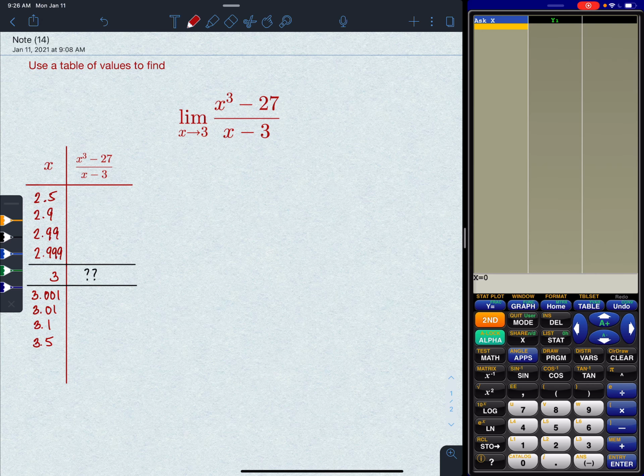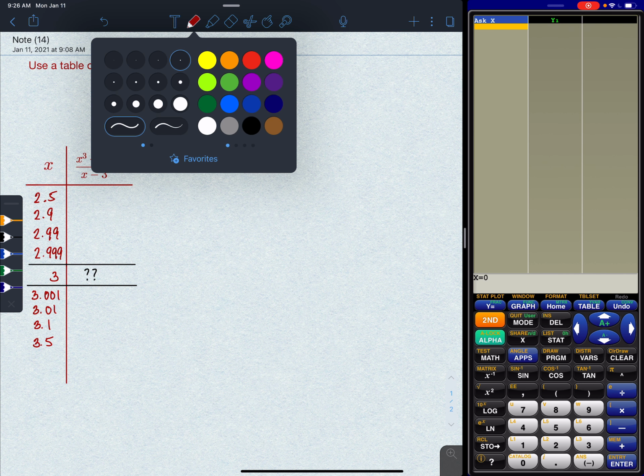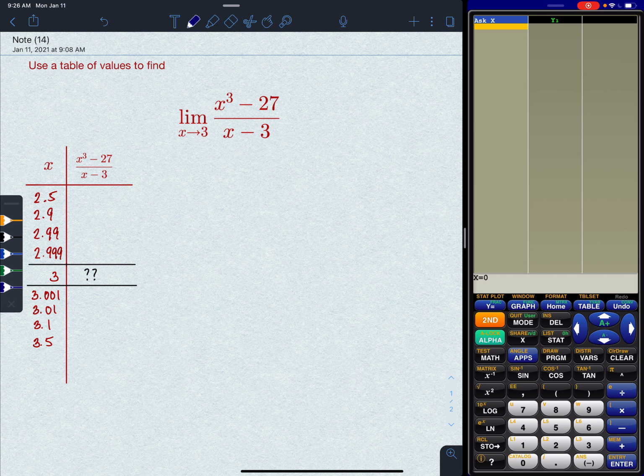All right, so what we're going to do is find this limit here by using a table of values just as an introductory example. The first thing we normally check is if we can substitute x equals 3. And you notice that we cannot because the denominator is 0.